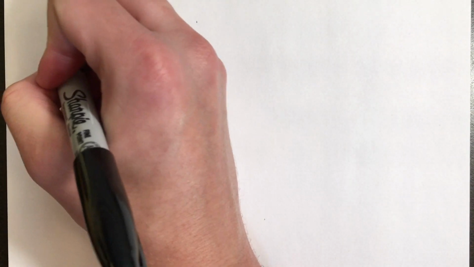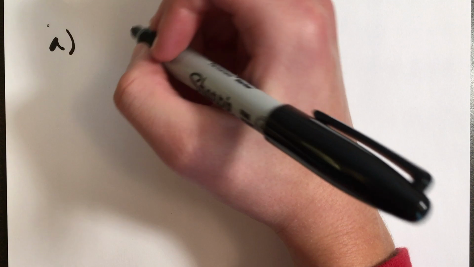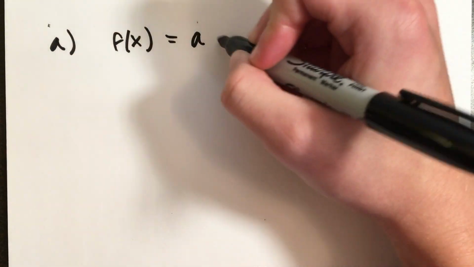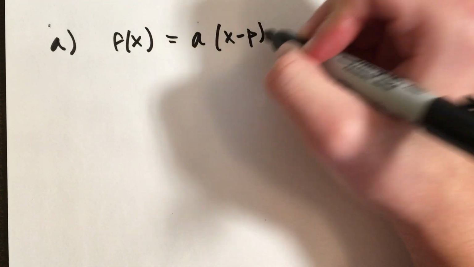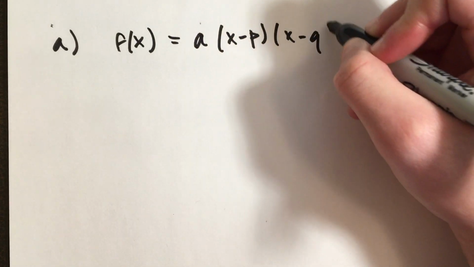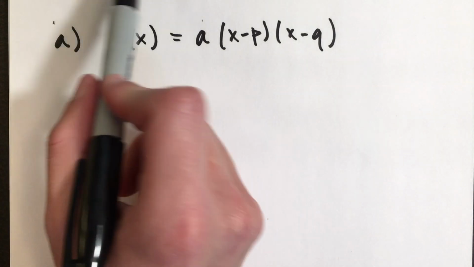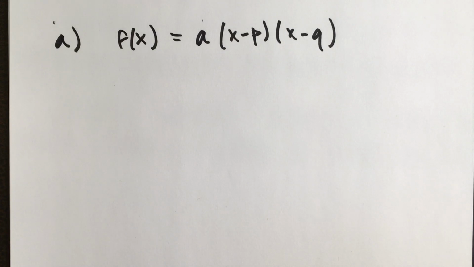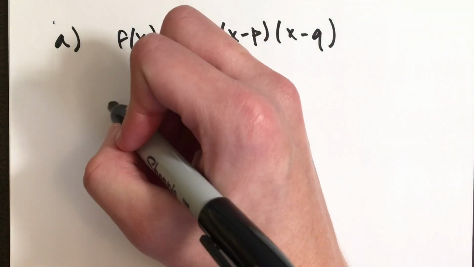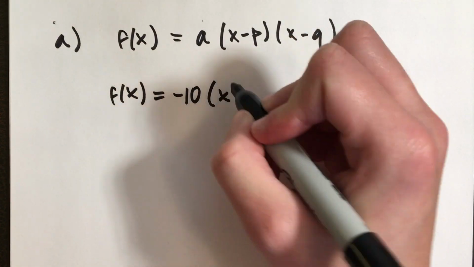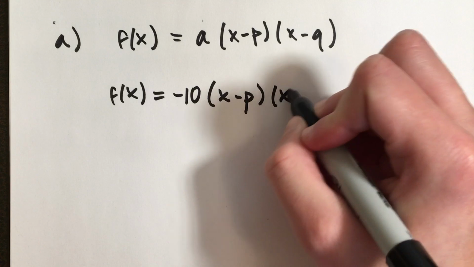So the first part of our problem, if you remember, is asking us to put it in factored form. So factored form of f(x) is equal to a(x - p)(x - q). And so p and q in our factored form of the quadratic formula are actually our roots, which are also known as the x-intercepts. And in our problem, it tells us that f(x) = -10(x - p)(x - q).